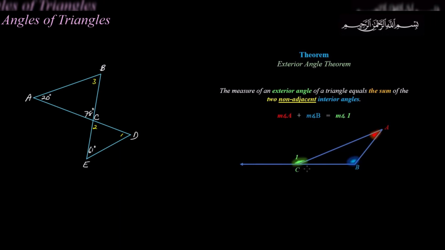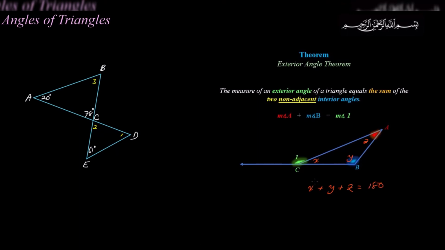The measure of an exterior angle of a triangle equals the sum of the two non-adjacent interior angles. And that's pretty easy, right? Because if you call this angle X, this angle Y, and this angle Z, we know that angle X plus angle Y plus angle Z is going to equal 180 degrees, correct?